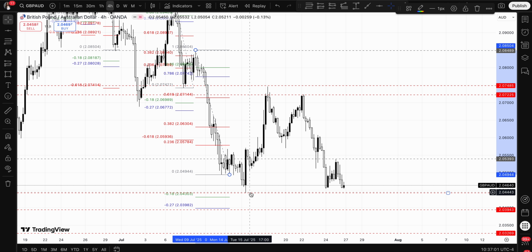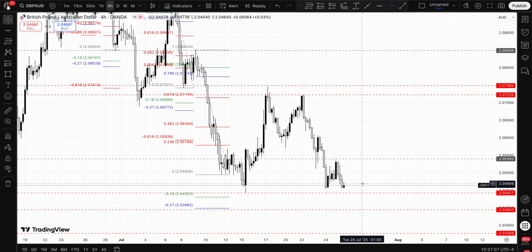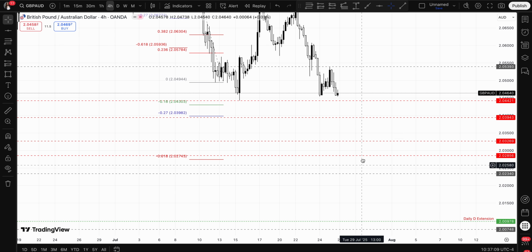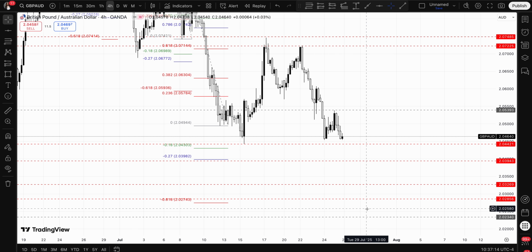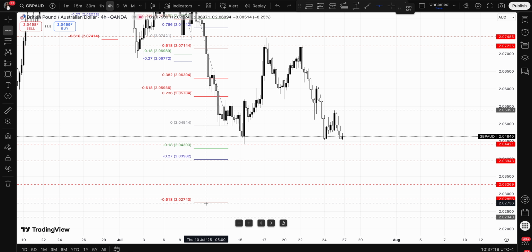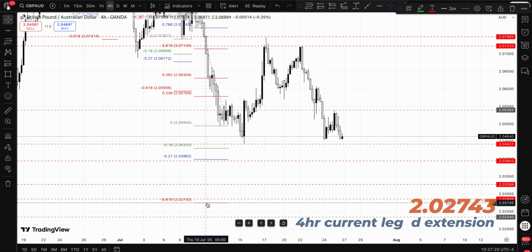We stalled out, formed a daily level of support, pushed back to the 618, and now we're still moving to that overall target at 20097. Did I do a 4-hour? So that's the higher time frame target, but we've got a lower time frame target in here too at 202743.